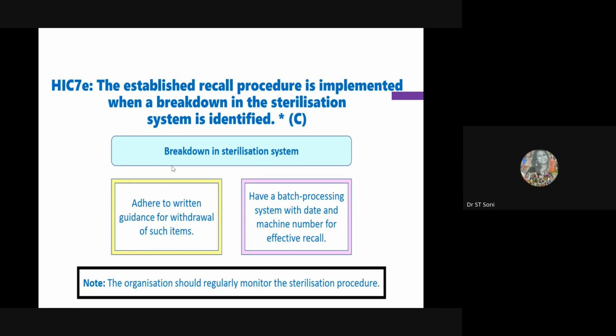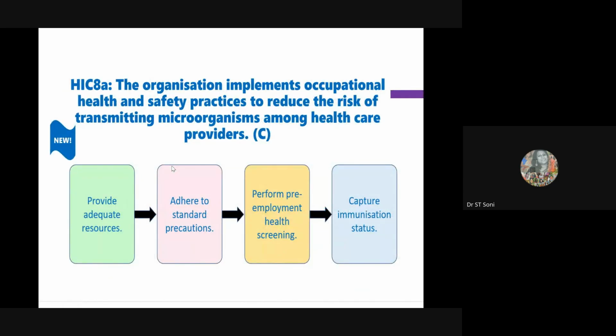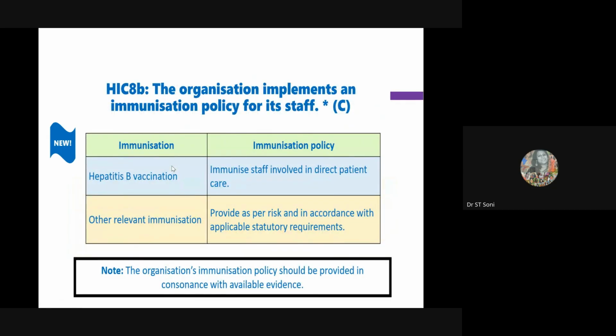Okay, so if you have a batch processing system with a date, then only you will be able to do that. It also talks about the occupational health safety practices to reduce the risk of transmission of microorganisms among the healthcare providers. And it talks about the pre-exposure prophylaxis, which is about the immunization, and the post-exposure prophylaxis, which is about how you take care of it after exposure.